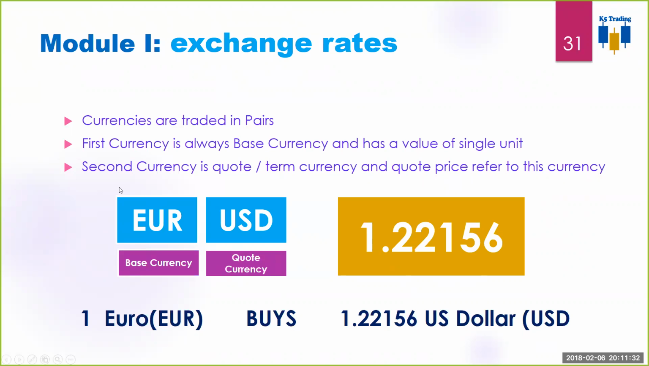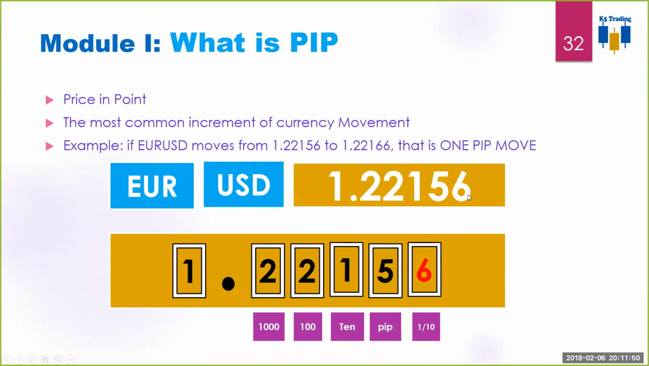What is PIP? So PIP is actually price in point. Price in point means the decimal point, and anything after the decimal point is called a pip. The last digit is actually a fraction, 1/10, so we don't consider that one. We only consider the four digits after the decimal point for our major counts: 1, 2, 3, 4. This is 1 pip, 10 pip, 100 pip, and 1000 pip. And this is then a full unit.